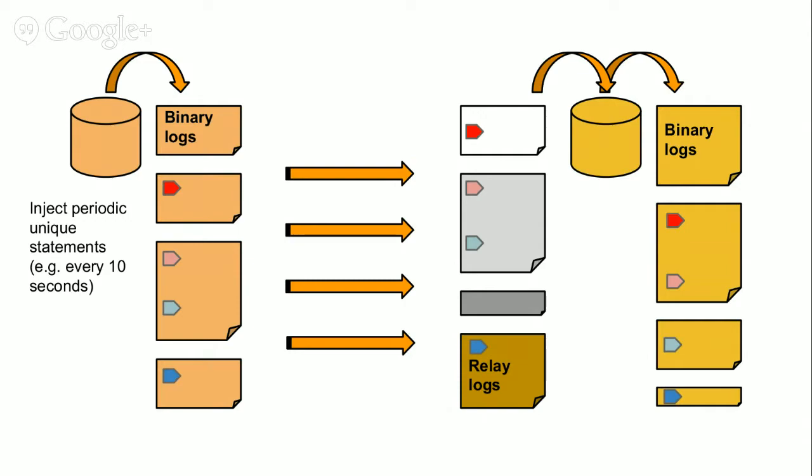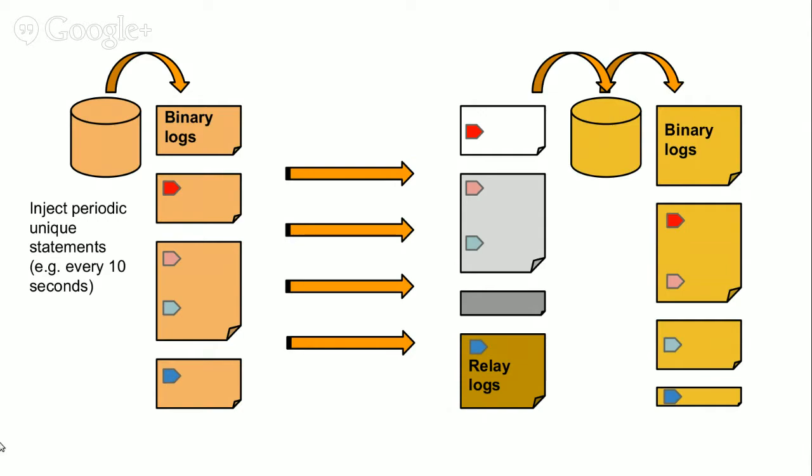When you're using statement-based replication, it's easy to do. When you're using row-based replication, it's a bit more tricky because most insert, update, delete statements just turn out to be garbage in the binary log. So you can use queries like create or replace view as select unique value from dual, stuff like that. So it's pretty easy to inject statements which are unique.